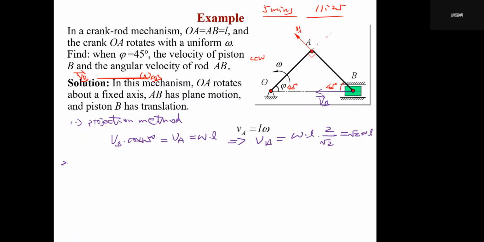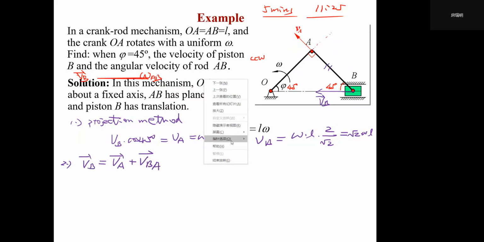So what is the second method? Rod AB has a plane motion, and A and B are two points on this rigid body. Because all the information on point A is known, we will just select A as the pole point. So if we try to find VB, we have this expression: VB equals VA plus VBA. Then we can draw our vectors on point B.